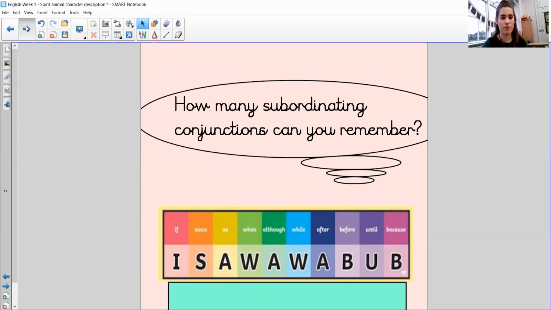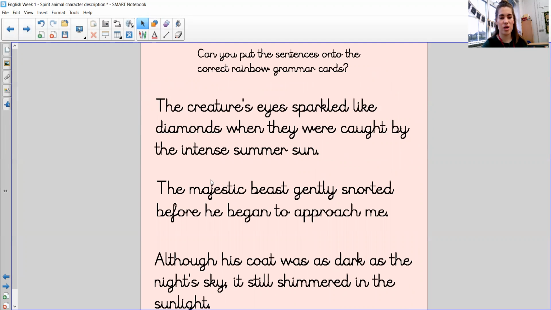So, first thing I want you to do then, I have given you 3 sentences. I want you to have a go to see if you can recognise where the subordinate clause is in each sentence, and then put it onto your rainbow grammar cards. So you'll be looking for the subject, which will be in green. Then you will look for the predicate, which is what your subject is doing, which will always have a verb. Then you will look for your subordinate clause, which you know is going to start with one of those I saw a WABUB words. And then finally, your stop, which is nice and easy. In this case, it is going to be a full stop for each one, which is going to be in red.